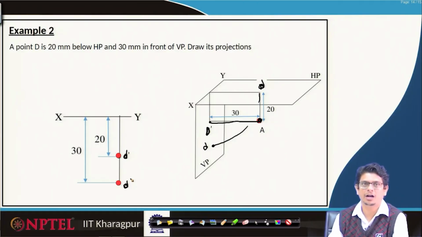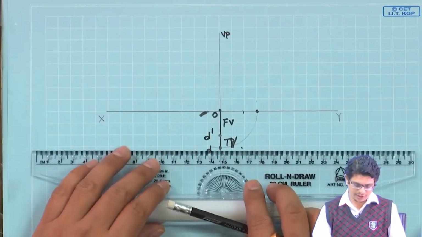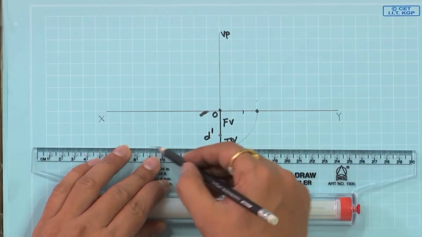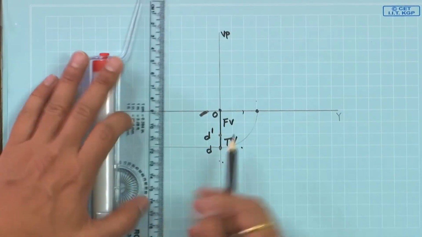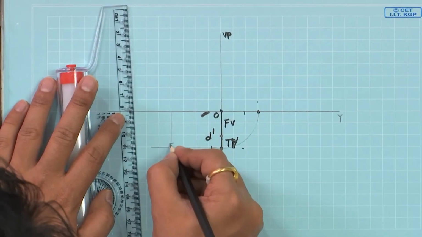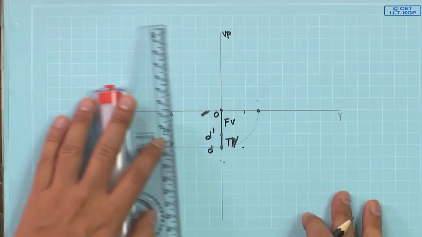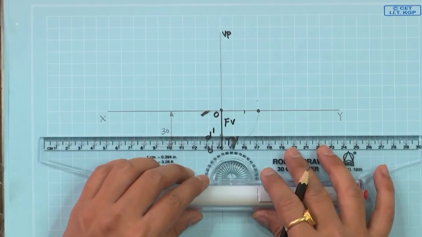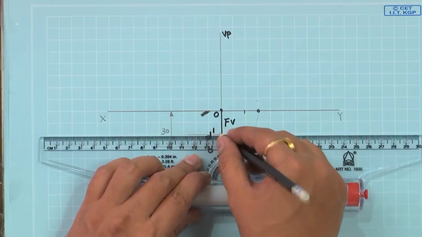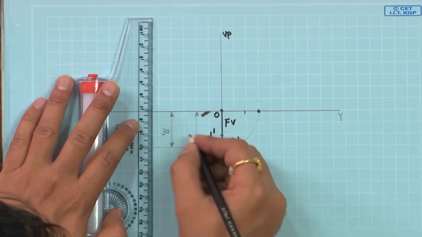So, let us look back at our solution on the drawing sheet. Here we just have to mark the dimensions, like this line will be 30 mm. So, you use double arrows, and this will be 20 mm. So, this will be 20 mm.